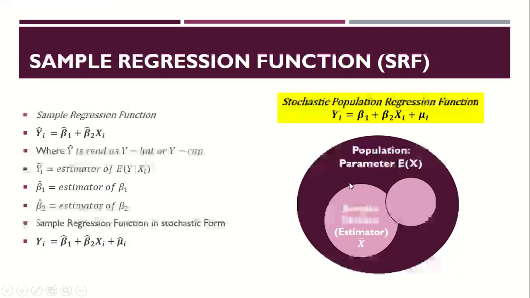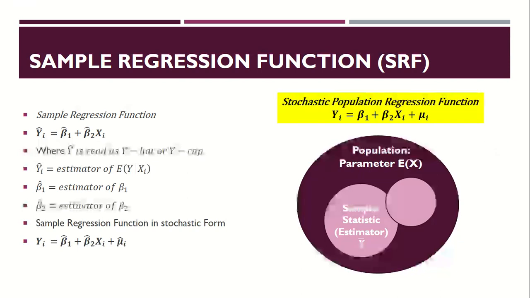In regard to this larger population, we have a stochastic population regression function. It has a parameter and it has a stochastic or error term, because even if we have got a good equation here, reality is not going to necessarily conform to our straight line. So we have a stochastic or random error term here, this mu i. Now that's the part we are trying to figure out. We don't get direct access to it.